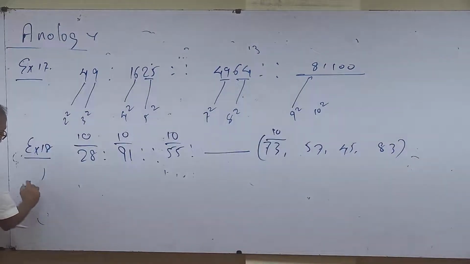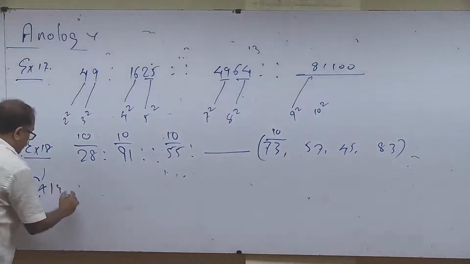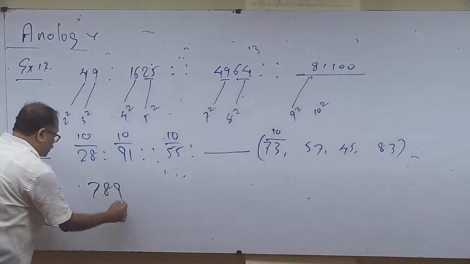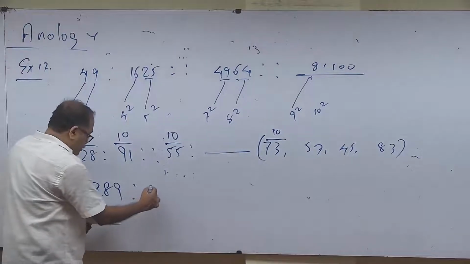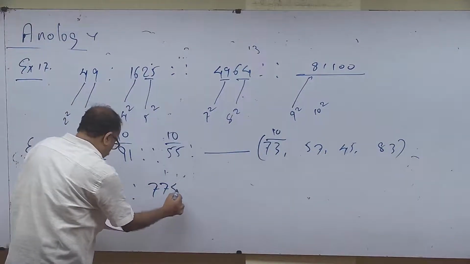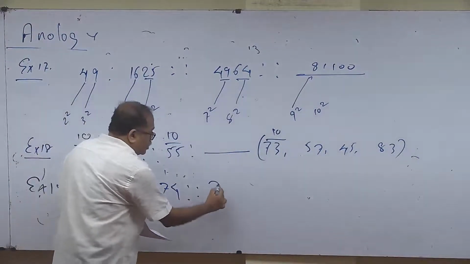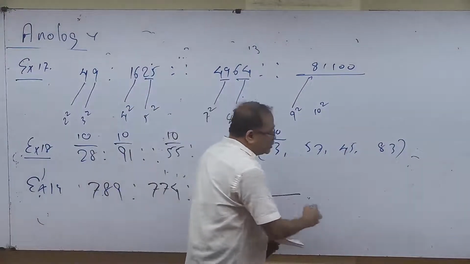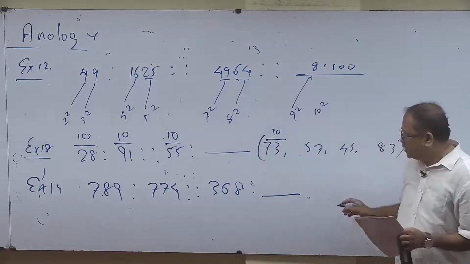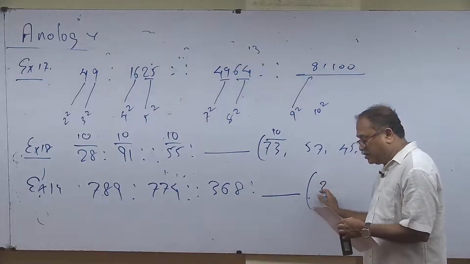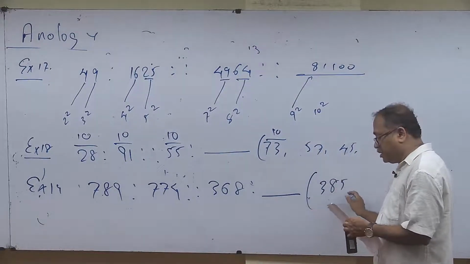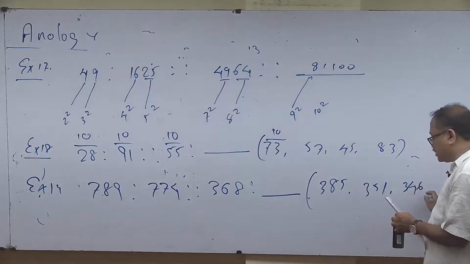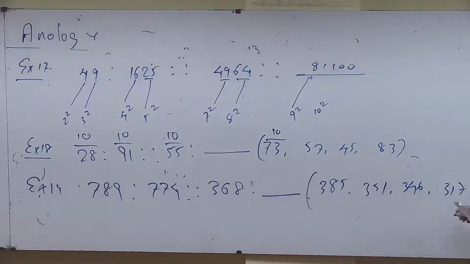One last example and then we move on. That is 789 if written as 774, then 368 will be written as dash. And your option choices are 385, 351, 346, 317, that's it.